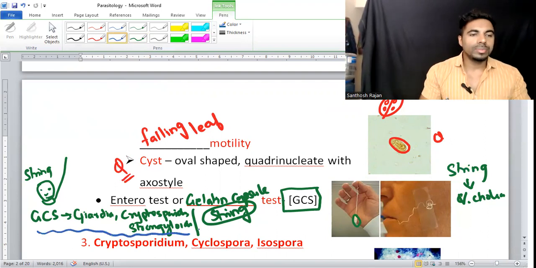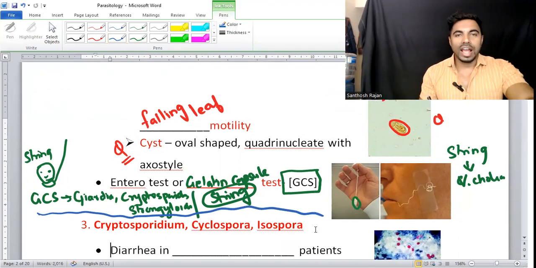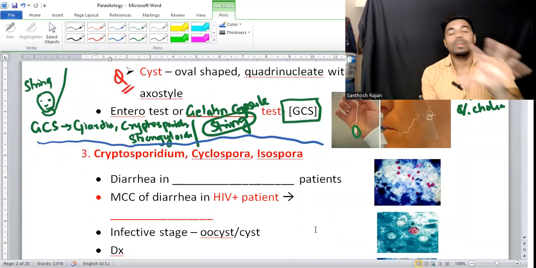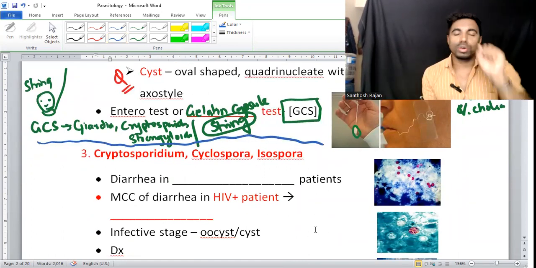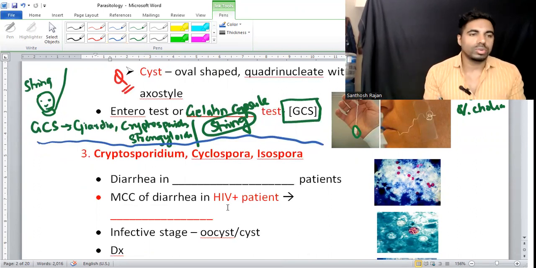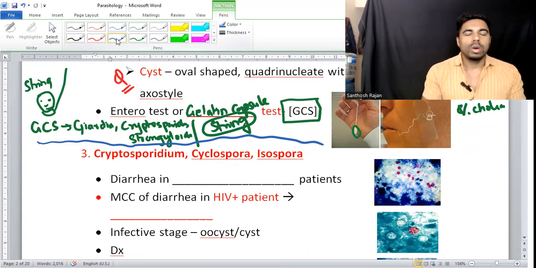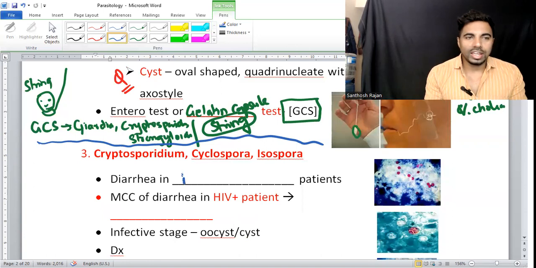Now we are going to some other protozoa, which we also call acid-fast parasites. These are all intestinal protozoa, intestinal parasites. Cryptosporidium, Cyclospora, Isospora, these three are popular. Why are these three popular? They have some common features. They usually cause diarrhea in immunocompromised patients.